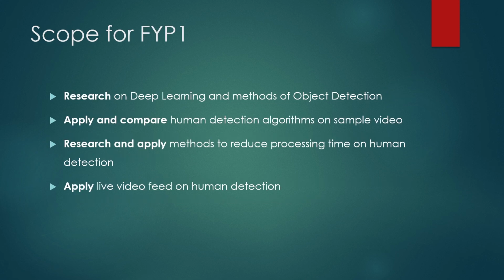The scope for my FYP1 is to do research on deep learning and methods of object detection, as well as apply and compare human detection algorithms on sample videos, research and apply methods to reduce the processing time on human detection, as well as apply live video feed on human detection.